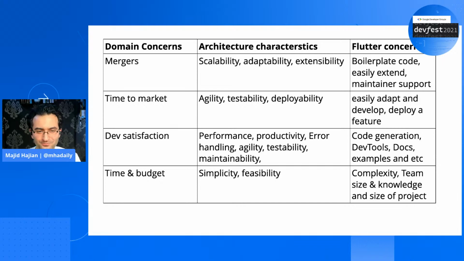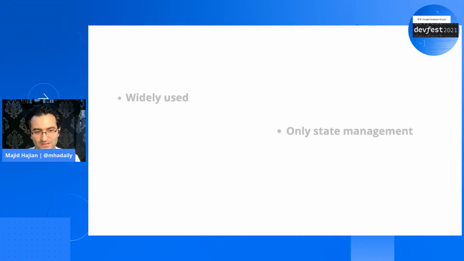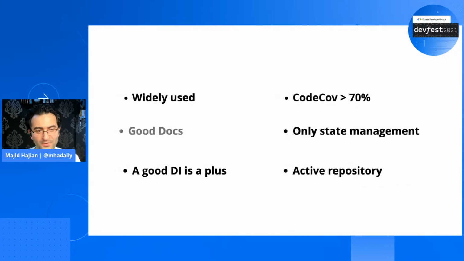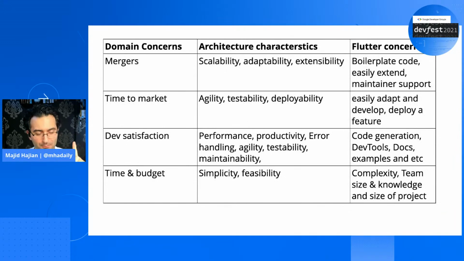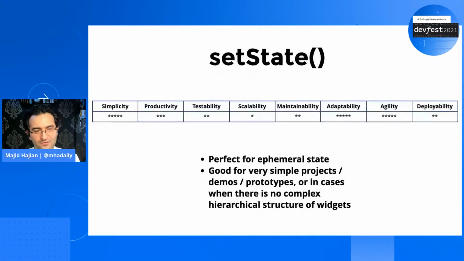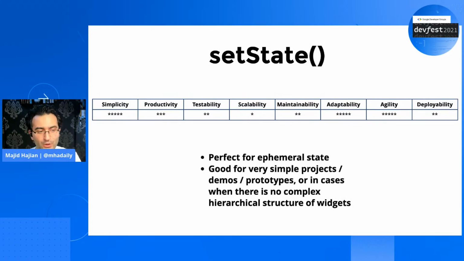So let's now compare packages based on these factors that I talked about in the previous one, and based on the characteristics that we just defined together. And in fact, I could come up with this table of having simplicity, productivity, testability, scalability, maintainability, adaptability, agility, and deployability.